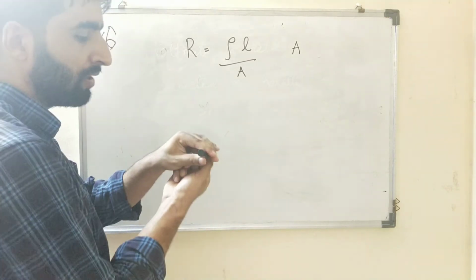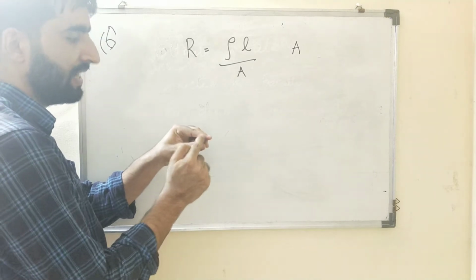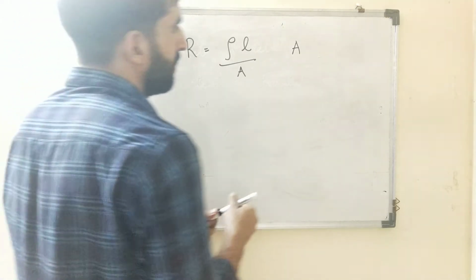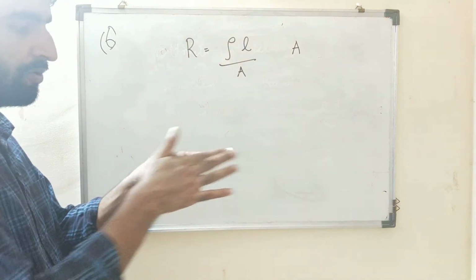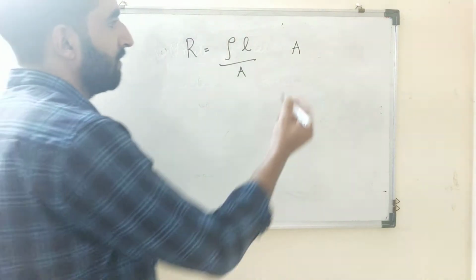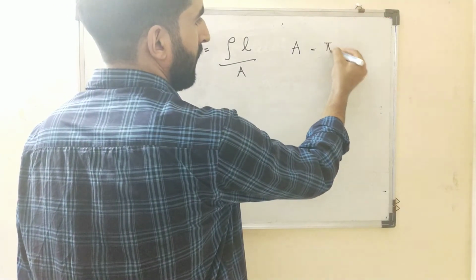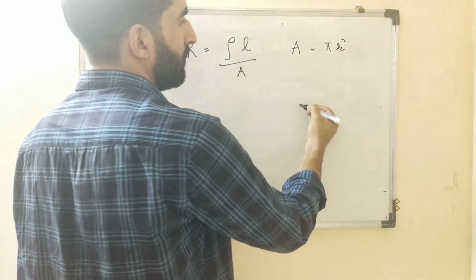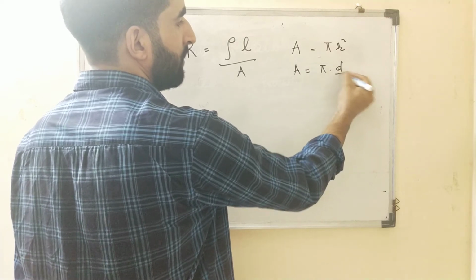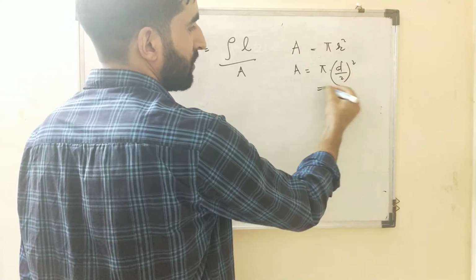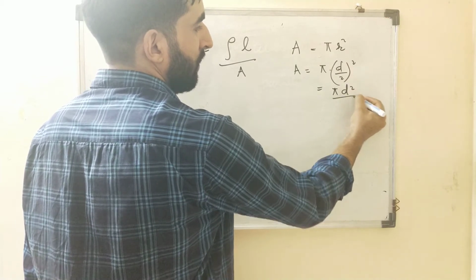सो एरिया किसके बराबर होगा? इसका क्रॉस सेक्शनल एरिया, बट हेयर इट शुड बी होमोजीनियस. ऐसा इसका टेपर्ड एंड नहीं होना चाहिए. सो एरिया विल बी इक्वल टू पाई आर स्क्वायर. सो एरिया इज इक्वल टू पाई, रेडियस किसके बराबर होता है? डायमीटर डिवाइडेड बाई 2 होल square. So this will be equal to pi d square by 4.